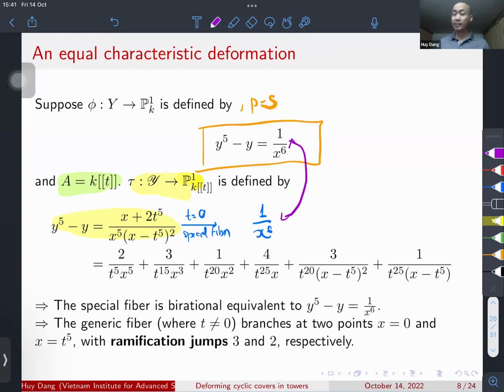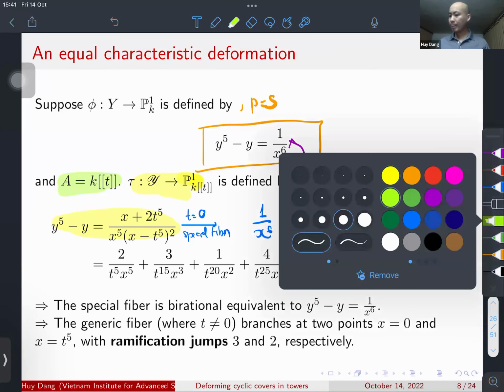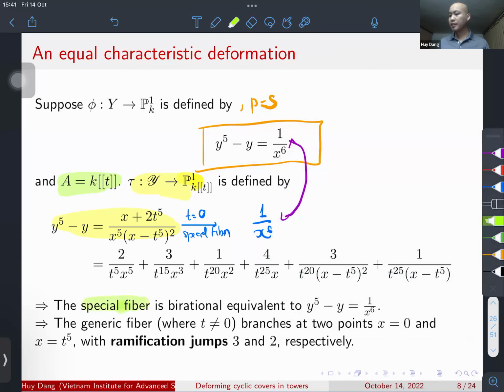Yeah, so it's nice, but it only tells you that the special fiber is birationally equivalent to phi. The two things are birational because we have the same equation defining them. So we have the same extension of function fields, but we don't know whether it has good reduction or not. So it only comes down to showing whether tau has good reduction. Then it will be enough, because we have a smooth curve birational to a smooth curve, so they should be isomorphic.